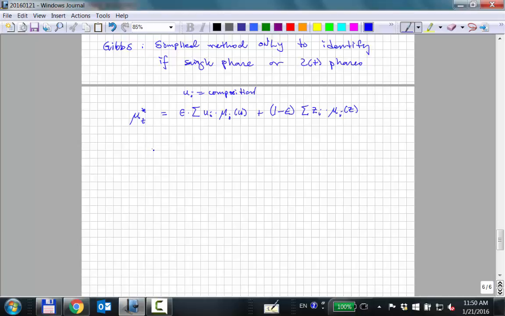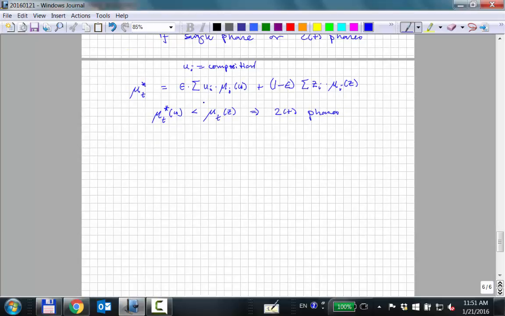So if you can find any composition U where this is less than this, then it's guaranteed to be two or more phases, without telling you how much of each phase or what the two phases are. But it definitively tells you that there's at least two phases. So now all we have to do is search for one set of compositions, not two sets and the amounts.